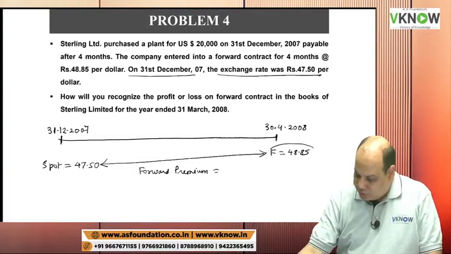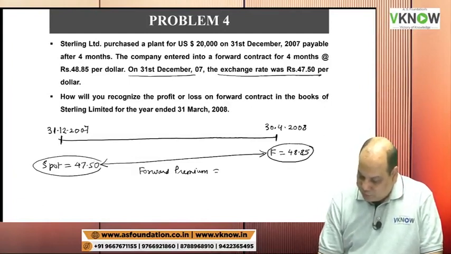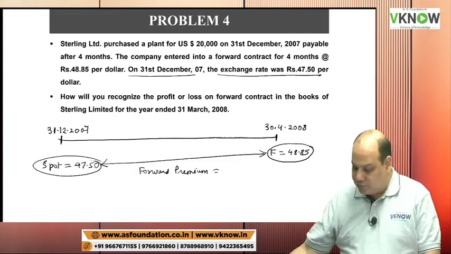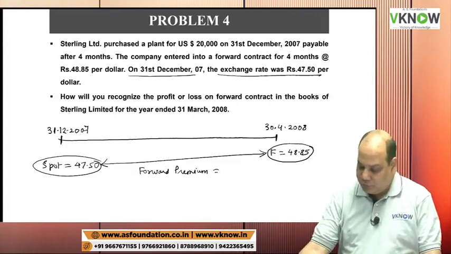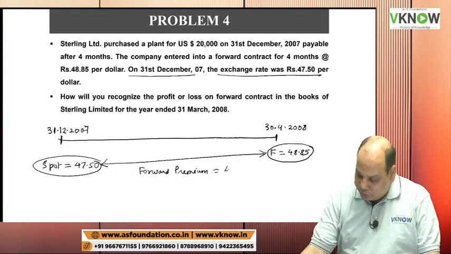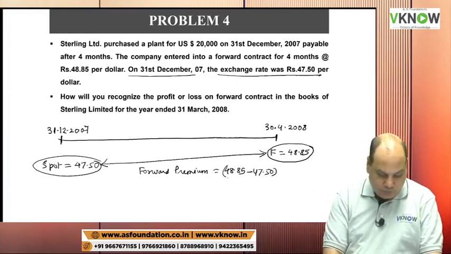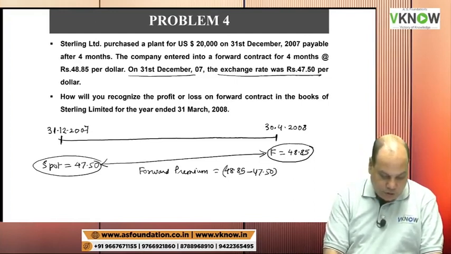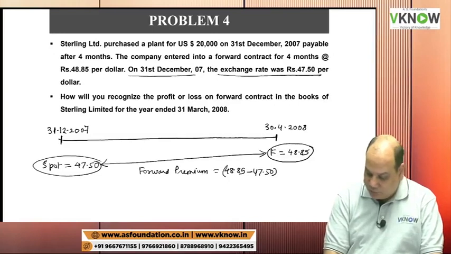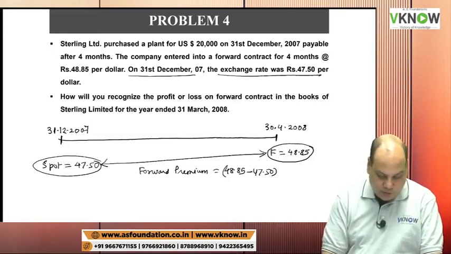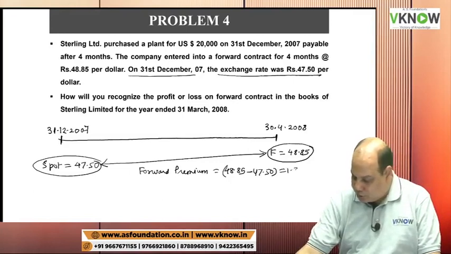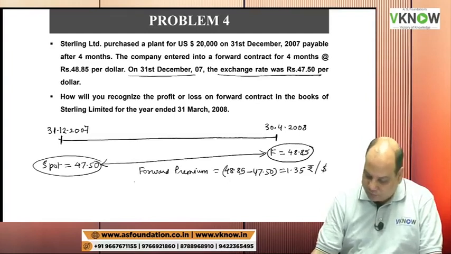So how much is the premium you are willing to pay to enter into a forward contract? The premium per dollar we are willing to pay is 48.85 minus 47.50. I have to pay 48.85. Today the rate is 47.50. So I am willing to pay 1.35 rupees per dollar as premium.